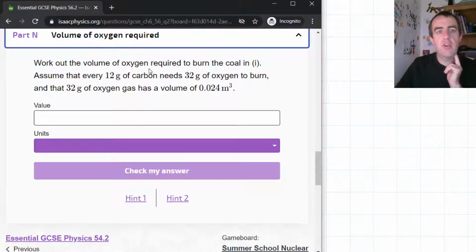So work out the volume of oxygen required to burn the coal in I. Assume that every 12 grams of carbon needs 32 grams of oxygen to burn, and that 32 grams of oxygen is the volume of that.